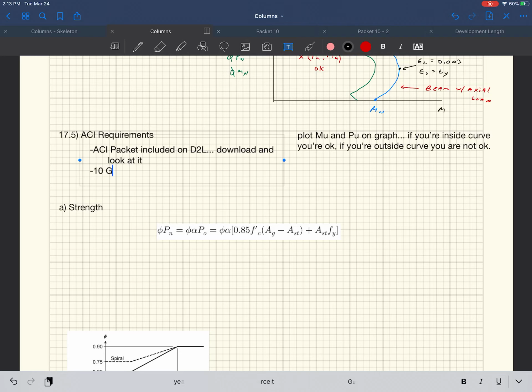Chapter 10. It's general requirements, I guess. Okay. Chapter 22.4 deals with the strength, and then 25.7, spiral and tie requirements.